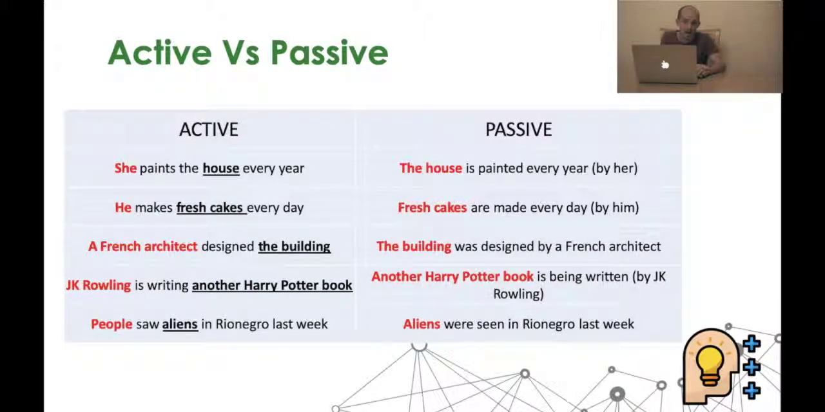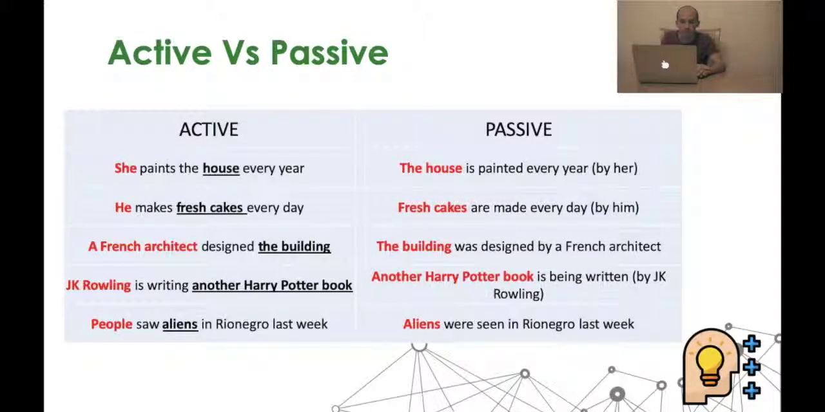Now let's look at the answers. She paints the house every year. In passive voice would be the house is painted every year. He makes fresh cakes every day becomes fresh cakes are made every day. A French architect designed the building becomes the building was designed by a French architect.